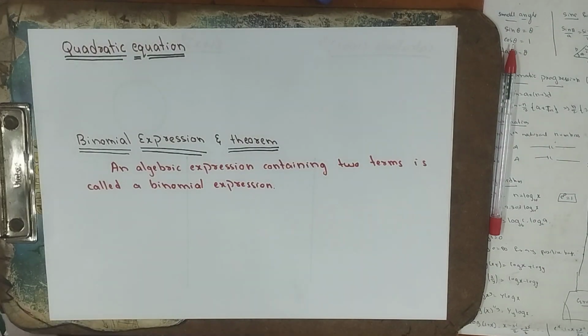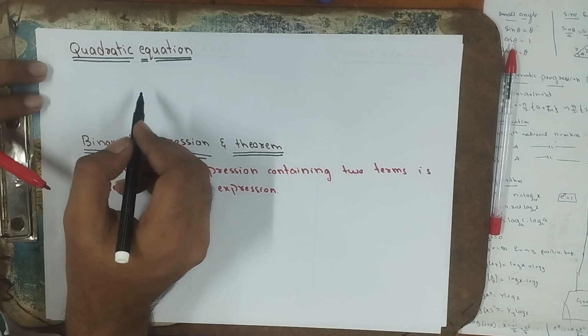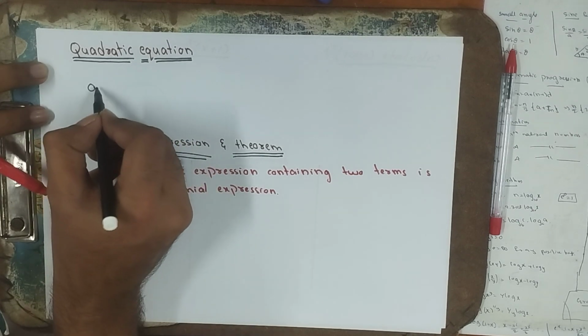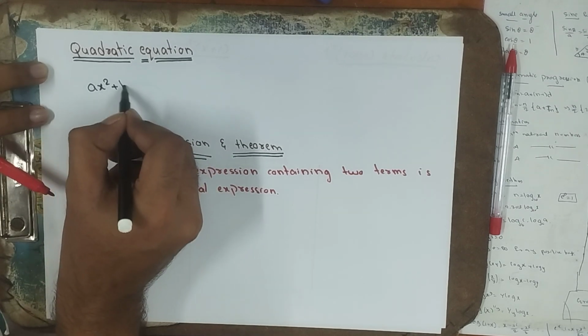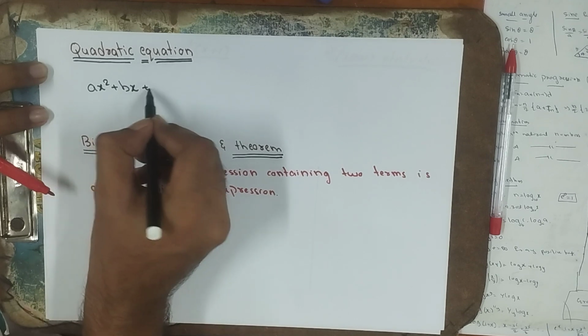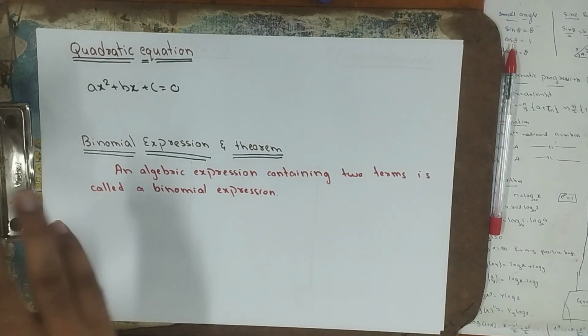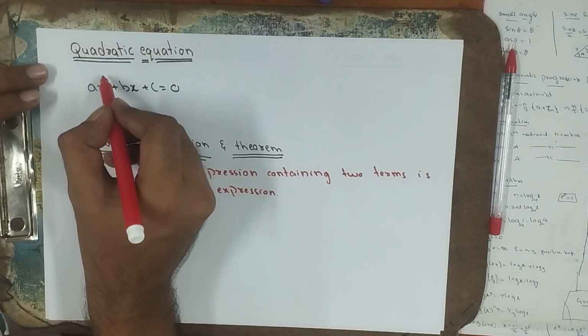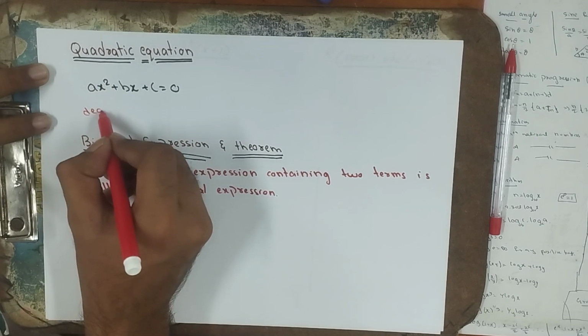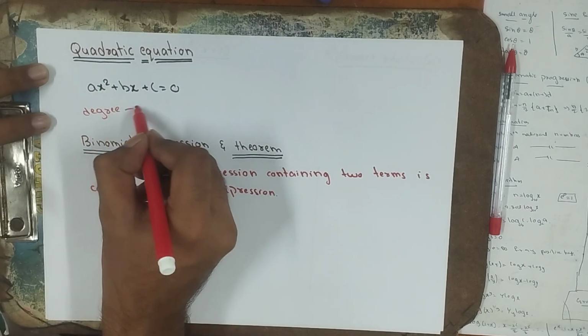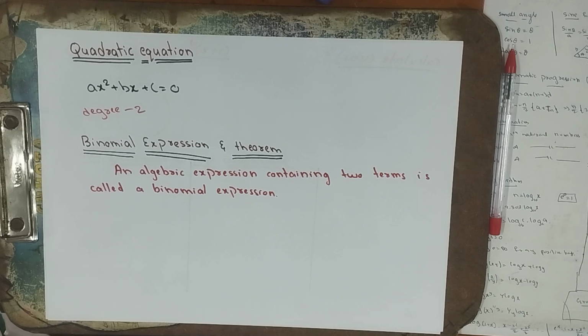Now let us continue. Quadratic equation. See, when there is a 1 power, it is called linear. When there is a 2 power, it is called quadratic. Very simple. When there is 2 power, let's say ax square plus bx plus c is equal to 0. Now the degree is 2. This kind of equation is called your quadratic equation. Very simple. That's all.